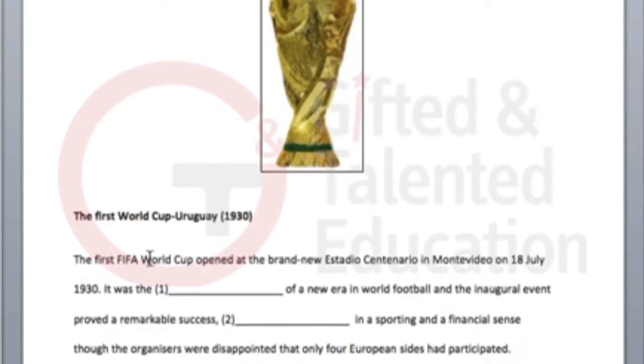In the first paragraph, it talks about the beginning of the FIFA World Cup. So the first World Cup was opened at the brand new Estadio Sanitario in Montevideo on 18th July 1930. It was the blank of a new era in world football, and the inaugural event proved a remarkable success. So the key word here is this word, inaugural. Inaugural means the first ever event.